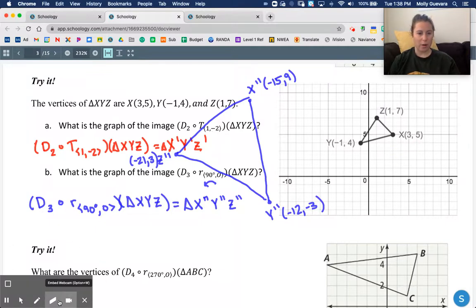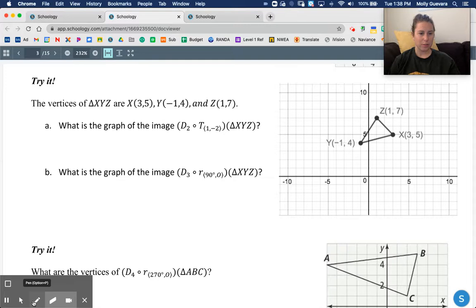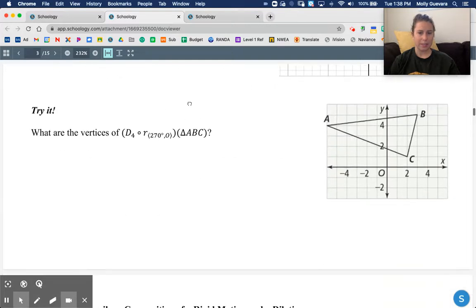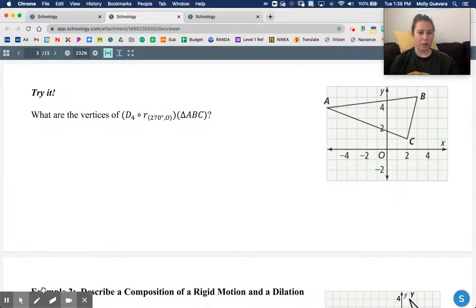Okay, we have one more. Try it here for you. So let's scroll down. Here it says, what are the vertices of a rotation of 270 and then a dilation of 4 for triangle ABC? So go ahead and hit pause, try it, and then when you're ready to go over it, hit play.